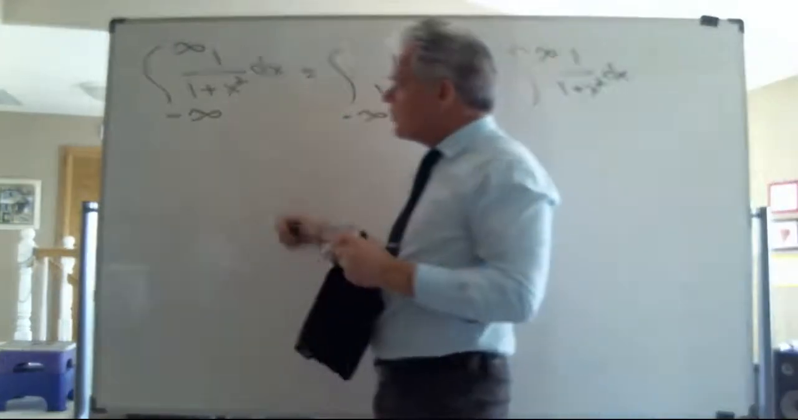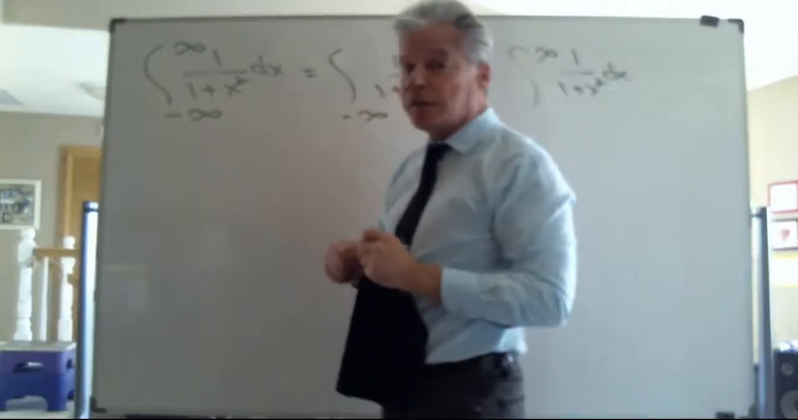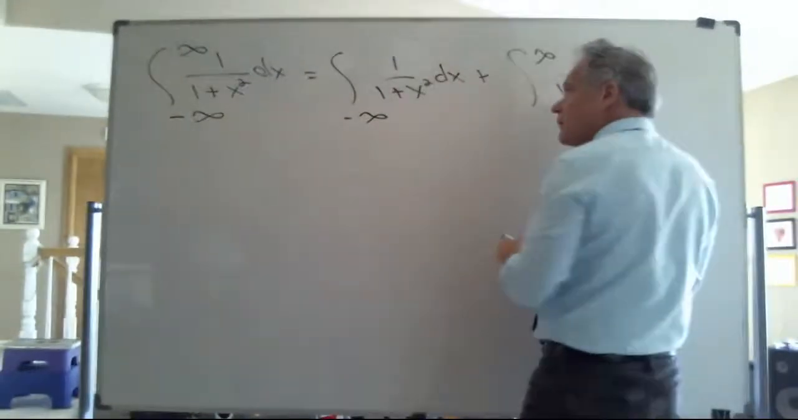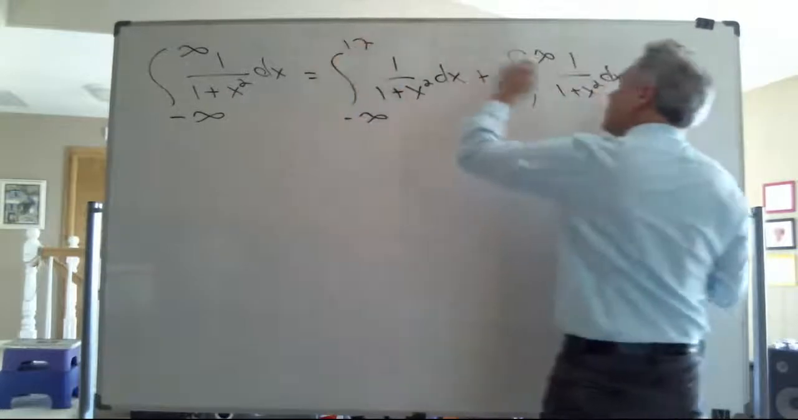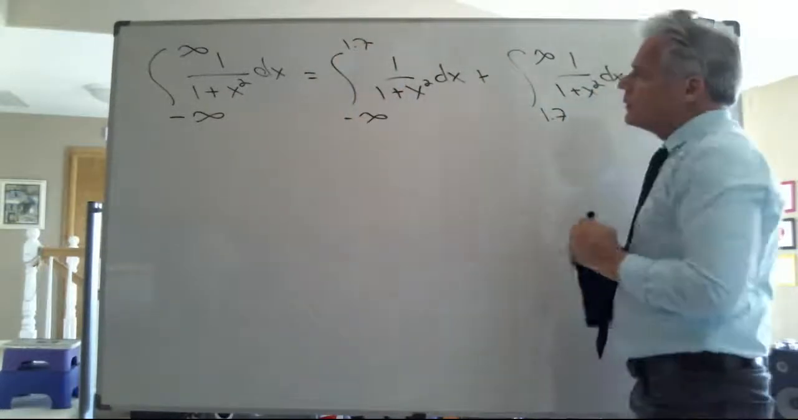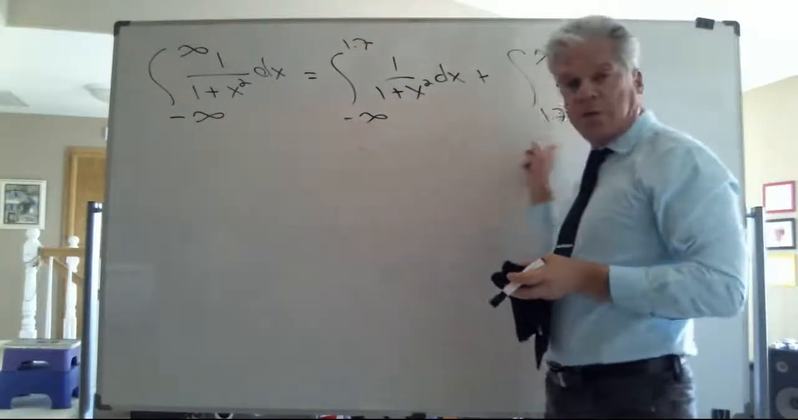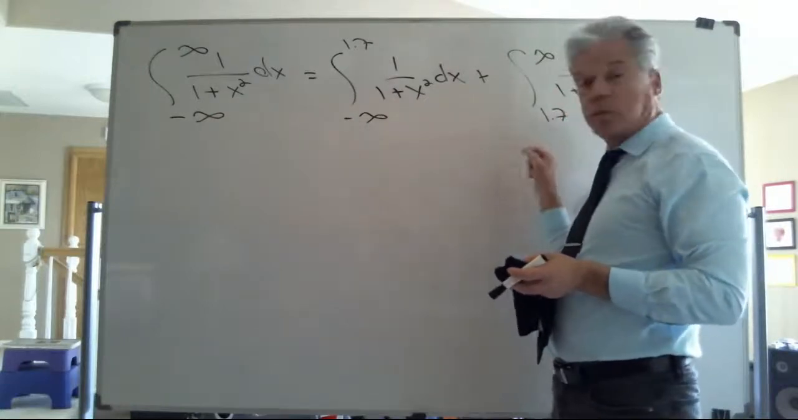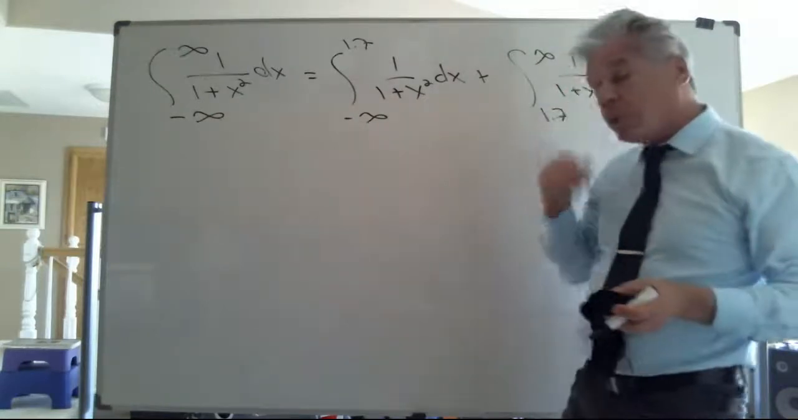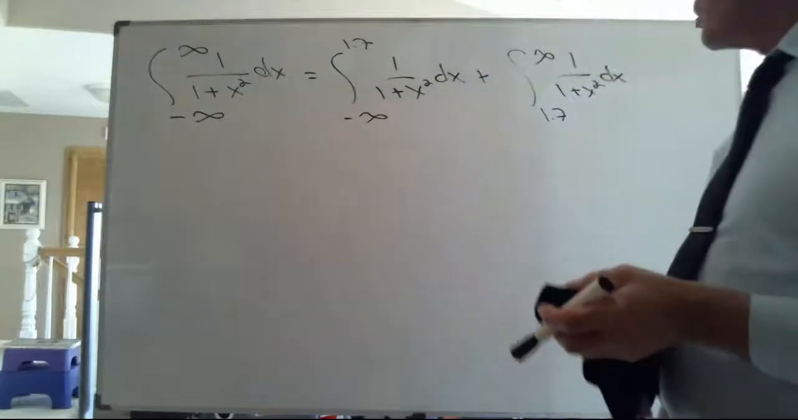Because the function in the integrand's position is continuous everywhere, I can choose any value of x to separate that one integral into a sum of two other integrals. Now, both these integrals are improper. I'm still going to have to evaluate them by rewriting them as a limit of a proper integral.